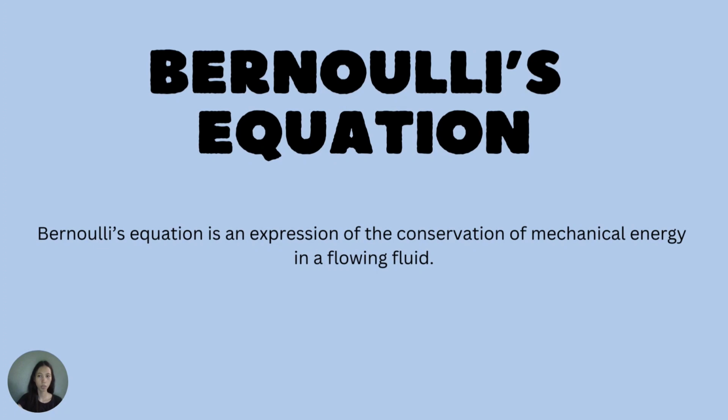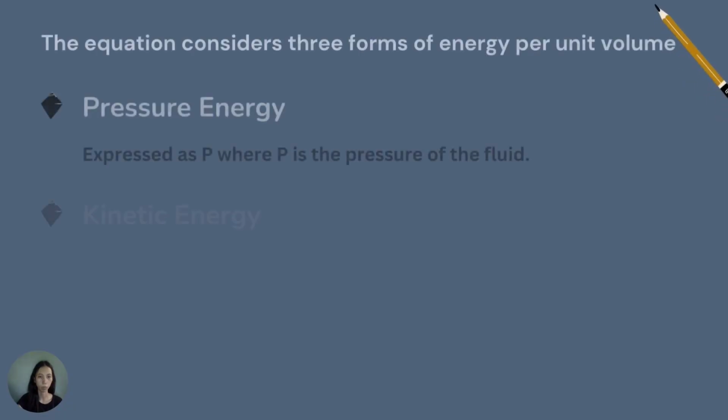Bernoulli's equation is a fundamental principle in fluid dynamics that describes the conservation of mechanical energy in a flowing fluid. This equation links the pressure, velocity, and height of a fluid in steady, incompressible, and non-viscous flow. The equation is a statement of the conservation of mechanical energy for the fluid flow, considering the following three forms of energy per unit volume.